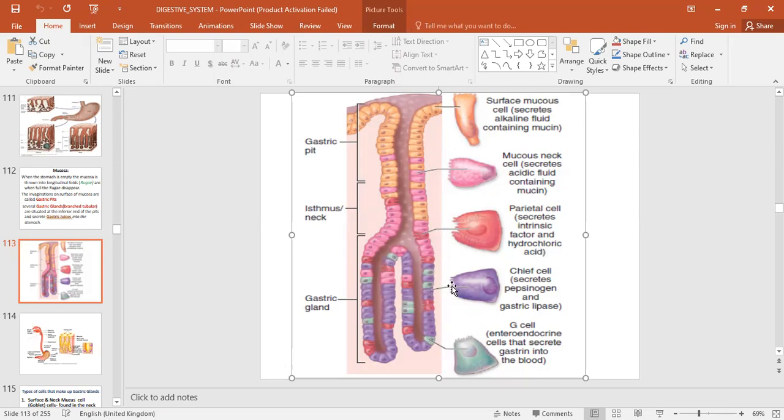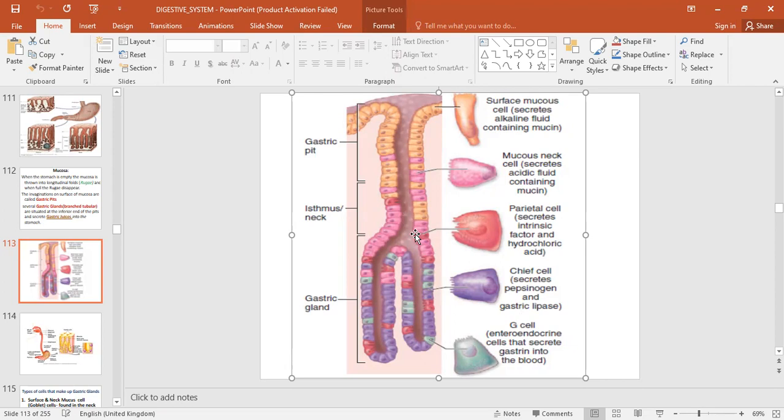As we go down further on the gland, we are going to find chief cells, also known as zymogenic cells. These cells are responsible for producing pepsinogen and gastric lipase. Pepsinogen, as it is moving up toward the duct, when it comes in contact with hydrochloric acid produced by these cells here, it becomes activated and it is now called pepsin.